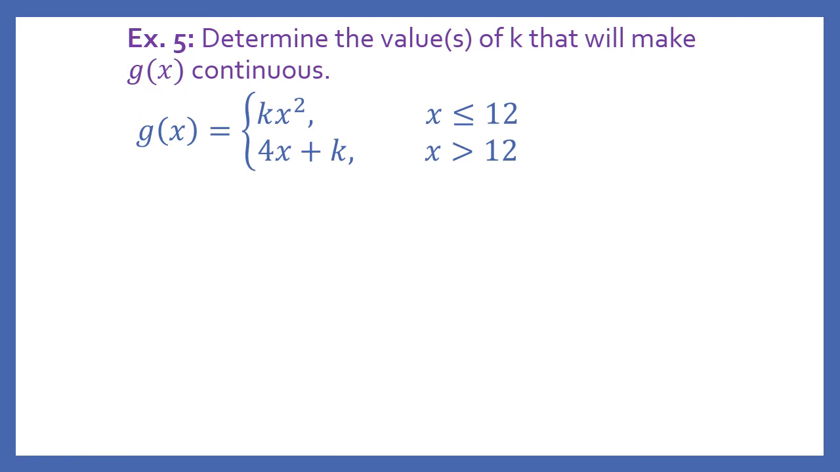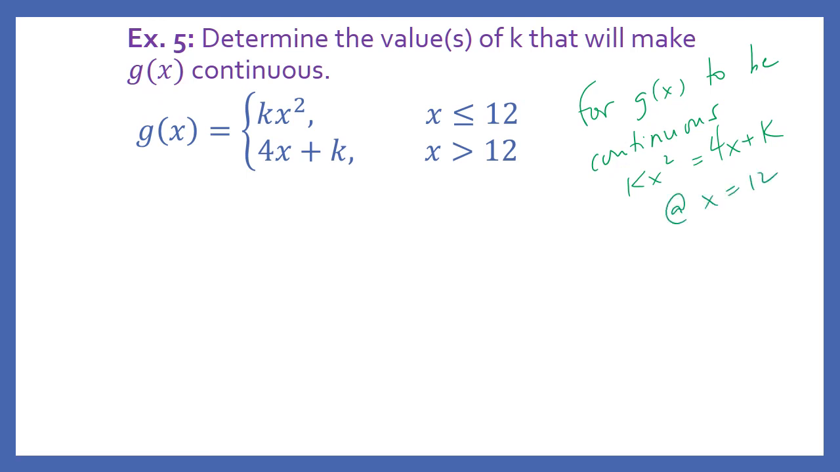Especially since 1 is less than or equal to and 1's greater than, 1 would be a closed dot, 1 would be an open dot. So you need that closed dot to fill in the open dot to make it continuous. So those two pieces have to be equal to each other. So we're going to make a note here. For g of x to be continuous, kx squared has got to equal 4x plus k at x equals 12. If they don't equal each other, there's going to be a gap.